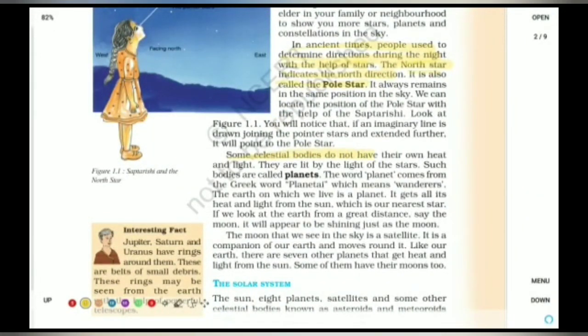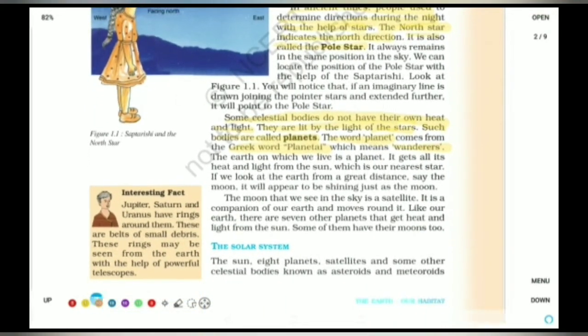Some celestial objects do not emit their own light and heat, like planets. They don't have their own light and heat. They are lit up by the light of other stars. Such bodies are called planets. When they don't emit their own heat and light, they are called planets. Where does the word planet come from? It comes from a Greek word planetai, which means wanderers, right? As you all know, the Earth is also a planet.